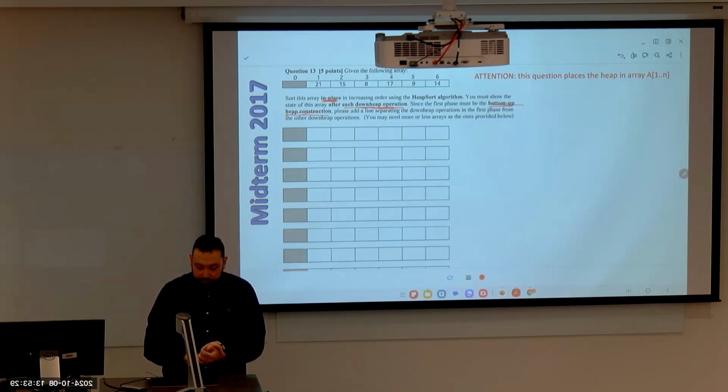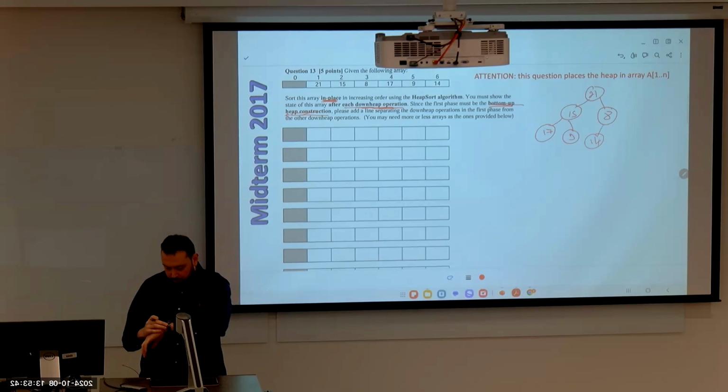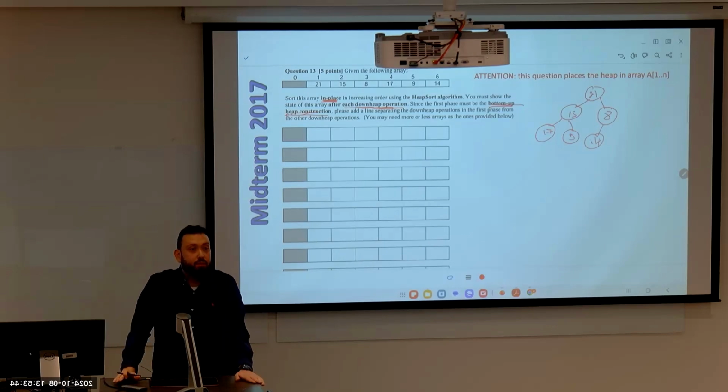So how do I build it? First, let me draw it for you. So this is 21, this is 15, 8, 17, 9, 14. Okay, who wants to build the heap first? James.